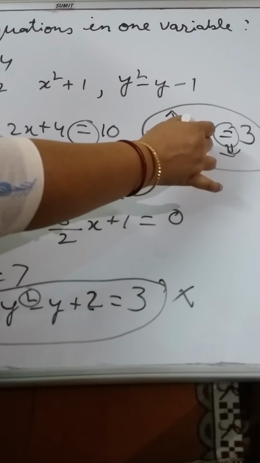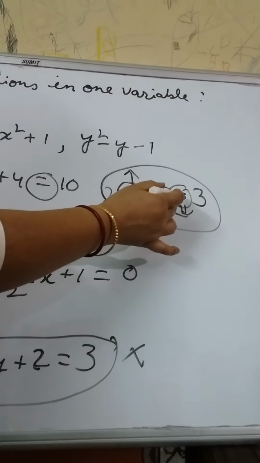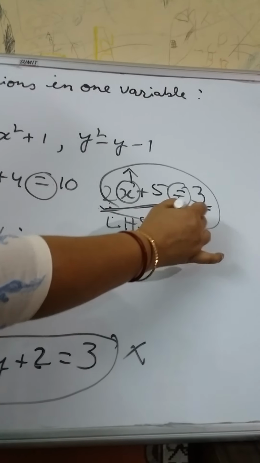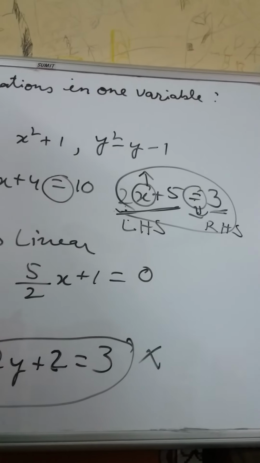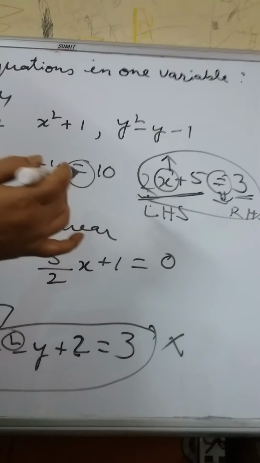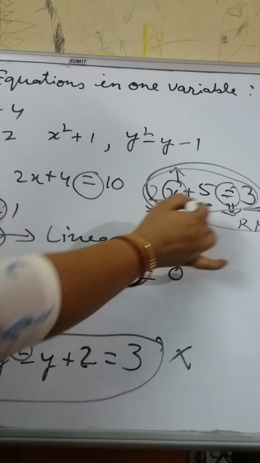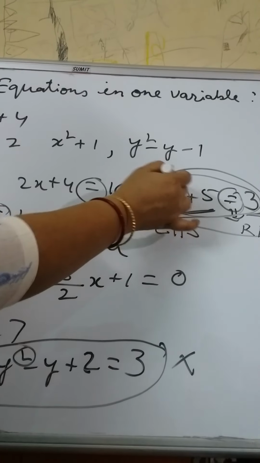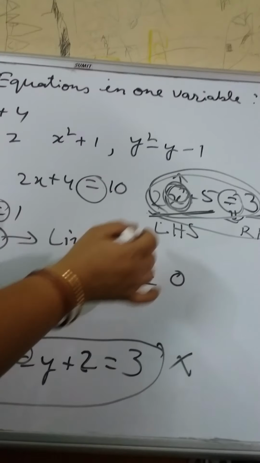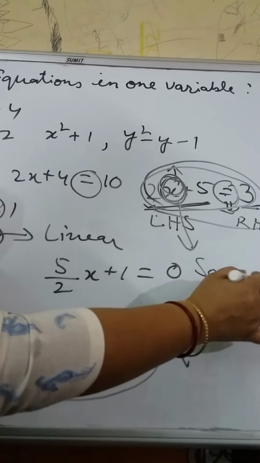Now there are two sides. This side is the left hand side of the equal sign and this is the right hand side. This will be true only for certain values of the variables. Those values will be the solution of this equation.